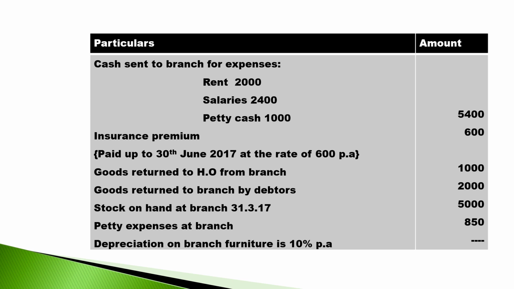So students, if you observe the problem, we have opening data, but we don't have closing data. So closing debtor should be calculated first by preparing debtors account. So prepare debtors account, find out closing debtor, and then prepare branch account.